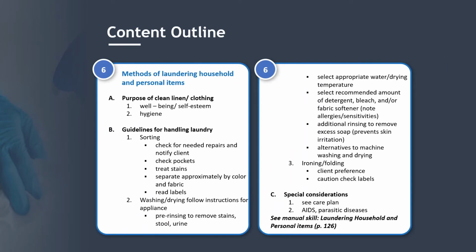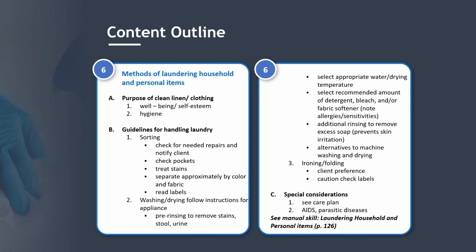Section 6. Methods of laundering household and personal items. The purpose of clean linen and clothing: well-being, self-esteem, and hygiene. Guidelines for handling laundry. Sorting: check for needed repairs and notify the client. Check pockets. Treat stains. Separate appropriately by color and fabric. Read labels.